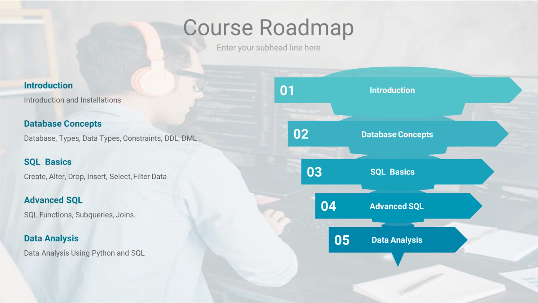The second chapter is all about database concepts. It's a theoretical chapter where you will learn what a database is, what the different types of database are, what data types are, what the primary key constraint, foreign key constraint, and unique constraint are, and also about DDL, which is data definition language, and DML, which is data manipulation language. So this chapter is all about the theoretical concepts.